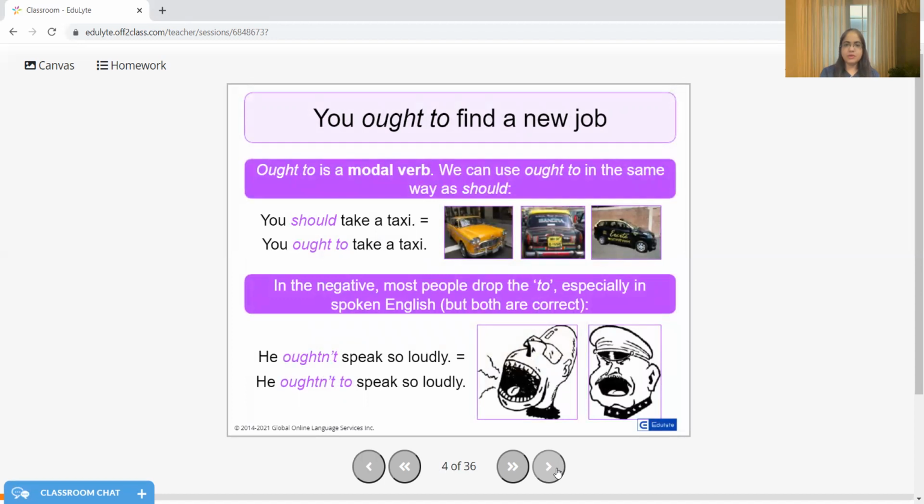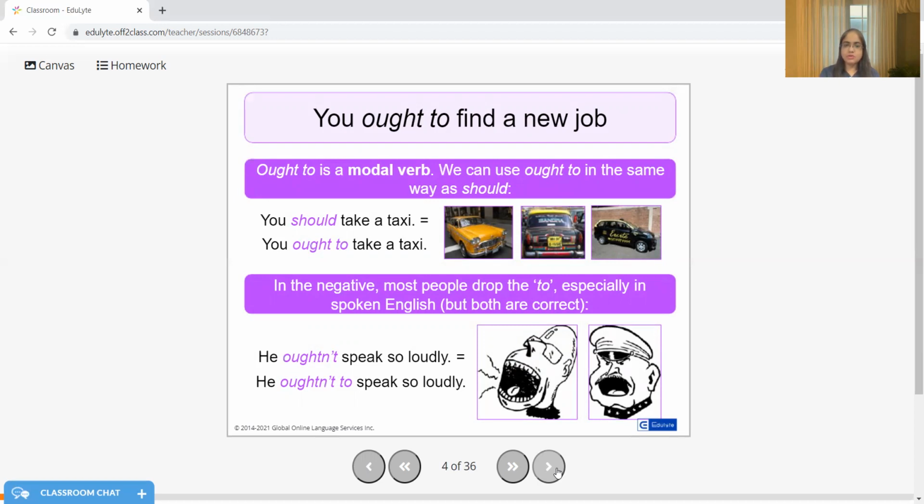Now, ought to will be used when I am talking about some kind of responsibility, moral duty, or some obligation maybe, and I am instructing somebody that you really should not do this or you really need to do this, because this is a sense of duty that you must adhere to. So let's have a look at some examples.